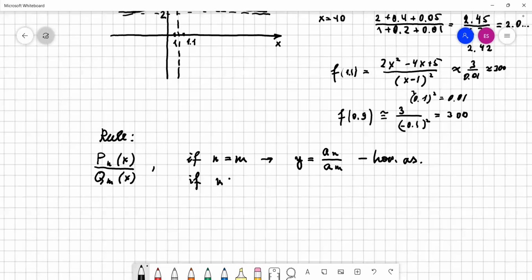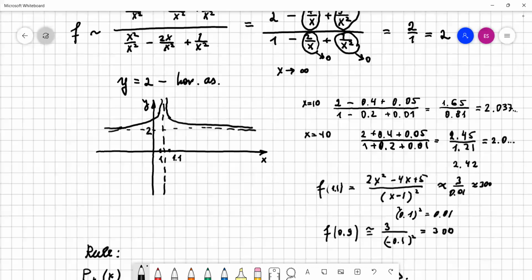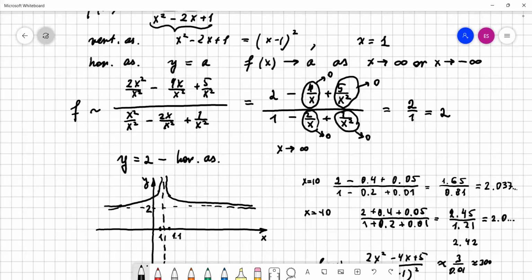If n is greater than m, there's going to be no horizontal asymptote. It's just because this polynomial is growing faster than that one. It can be, for example, x to the power of 4 over a square, so you're not going to have a constant line here. If n is less than m, there is going to be a y equals 0 horizontal asymptote. Why does it happen? When n is less than m, for example, you have a numerator with just the first power and a denominator with a second power, then when you divide by x squared, you are going to get 0 here.